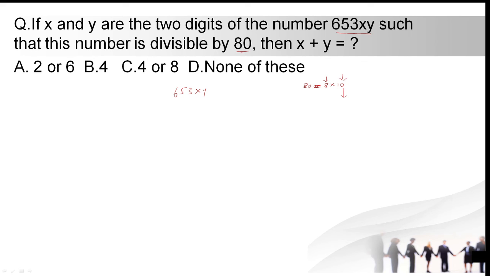The last digit must be 0, or the last 2 digits are a multiple of 10, like 20, 30, 40, 50, like that. So from the 10 rule we can say the last digit must be 0, which means the y value becomes 0. And next we need to check the 8 rule. The 8 rule means we need to take the last 3 digits, that is 3xy. We have already decided that the y value is 0. So now the combination is 3x0.